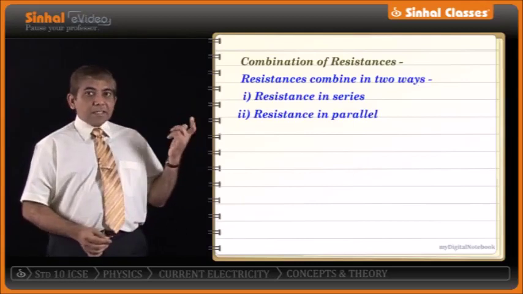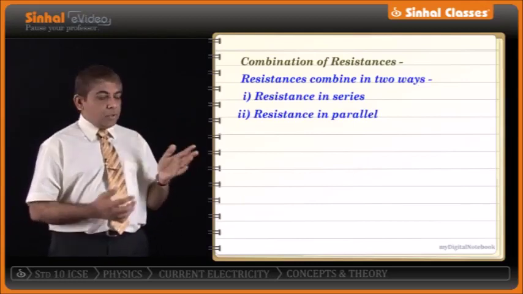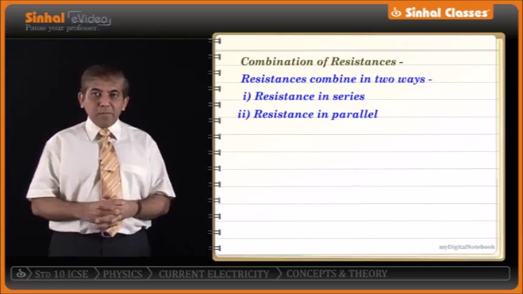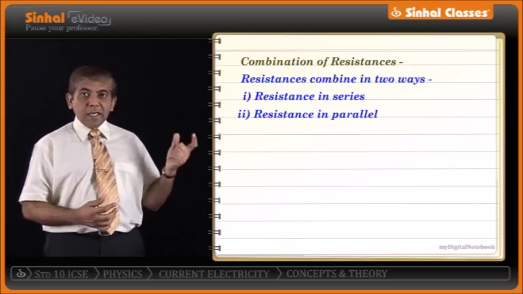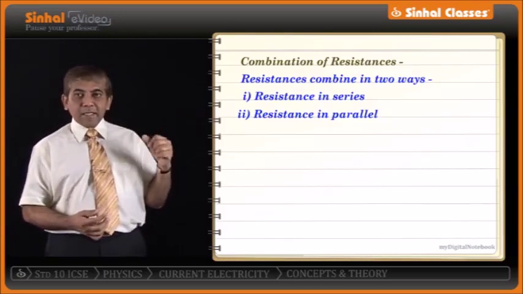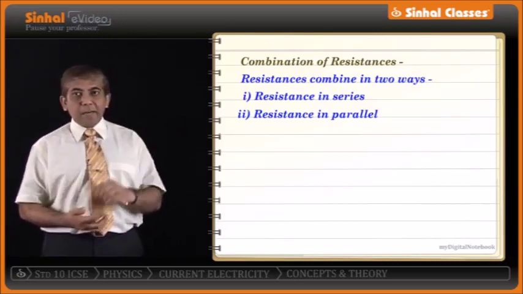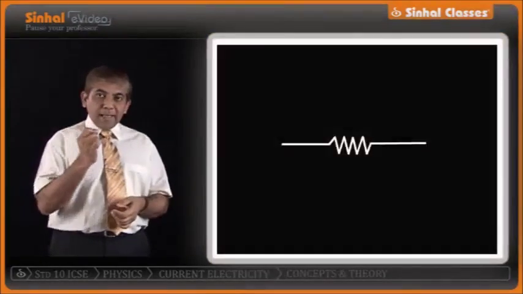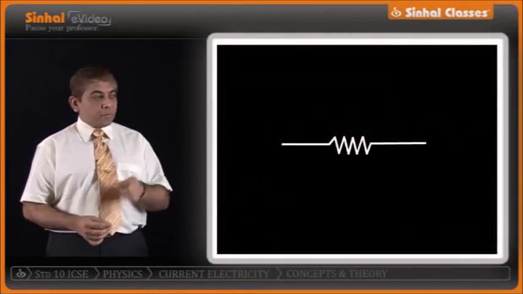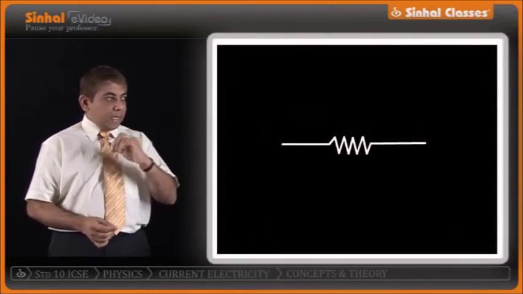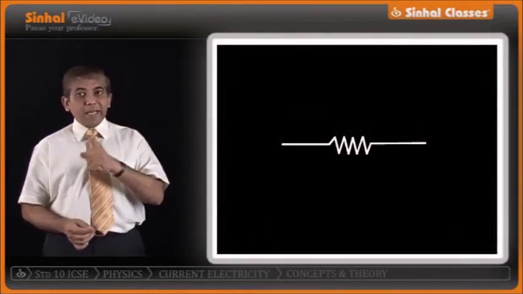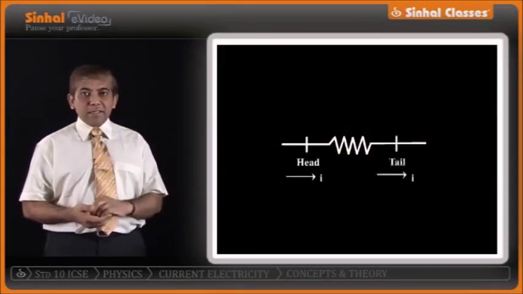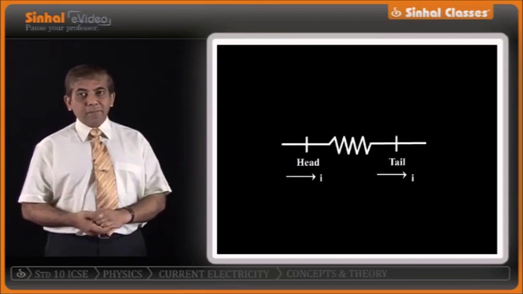If I take resistance in series, what exactly do we mean by resistance in series? Say I'm a layman in physics, I don't know anything about physics. How do I decide whether resistance is connected in series or in parallel? The place where current enters the resistance is called the head of the resistance. And the place where the current leaves the resistance is the tail of the resistance.